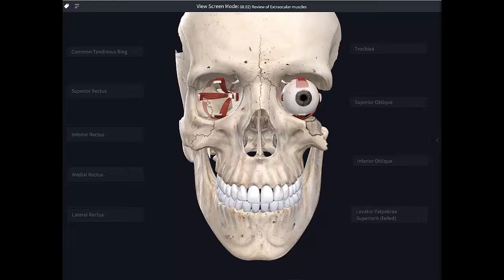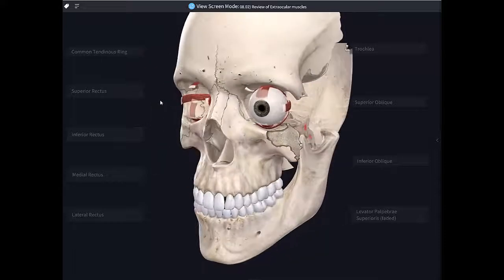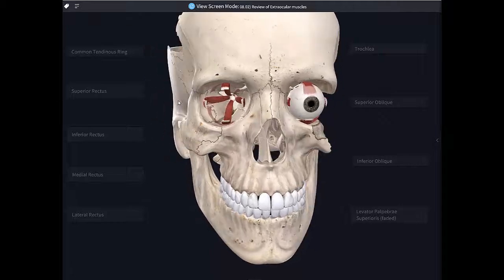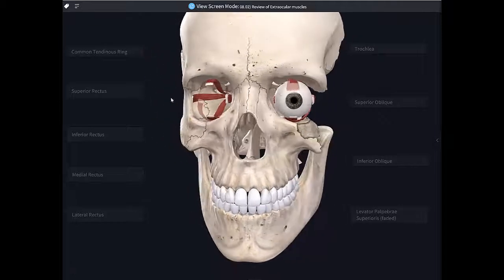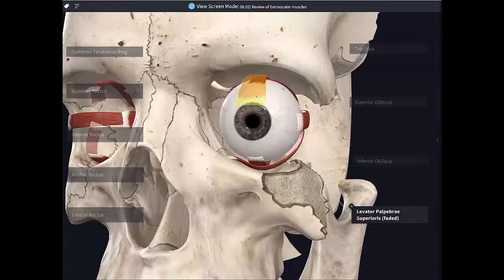So now let's have a look at the extraocular muscles of the orbit. The extraocular muscles are the muscles that enable your eyes to move around, enable binocular vision, so depth perception, and make sure that the eyes are aligned with each other. You have a muscle on top called the levator palpebrae superioris. That one actually pulls up on the upper eyelid, as the name implies.